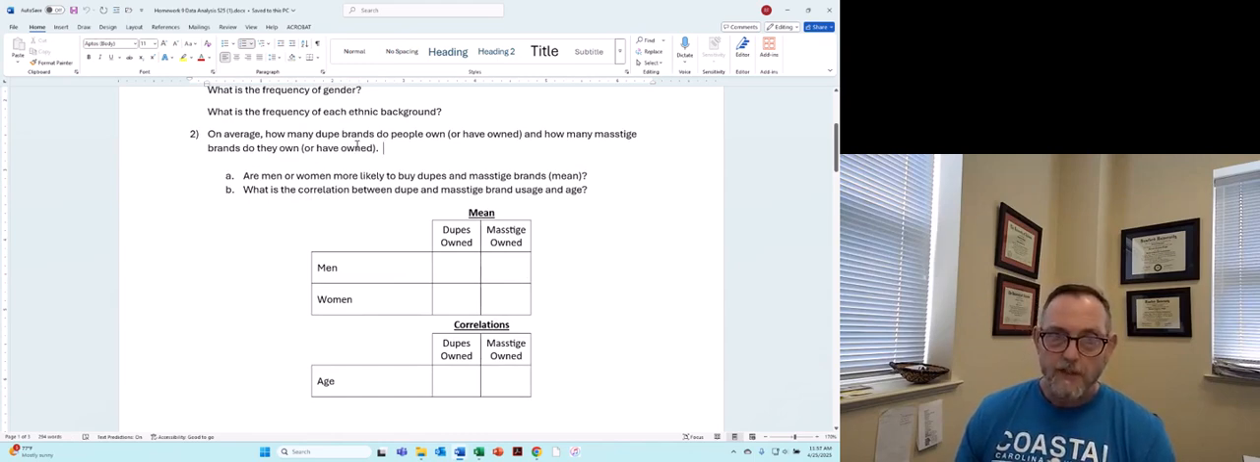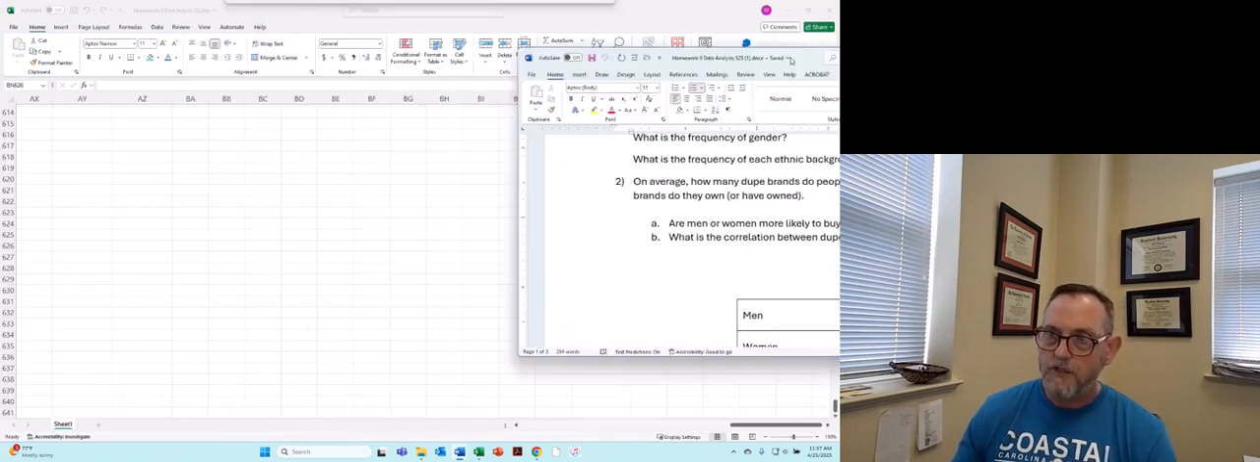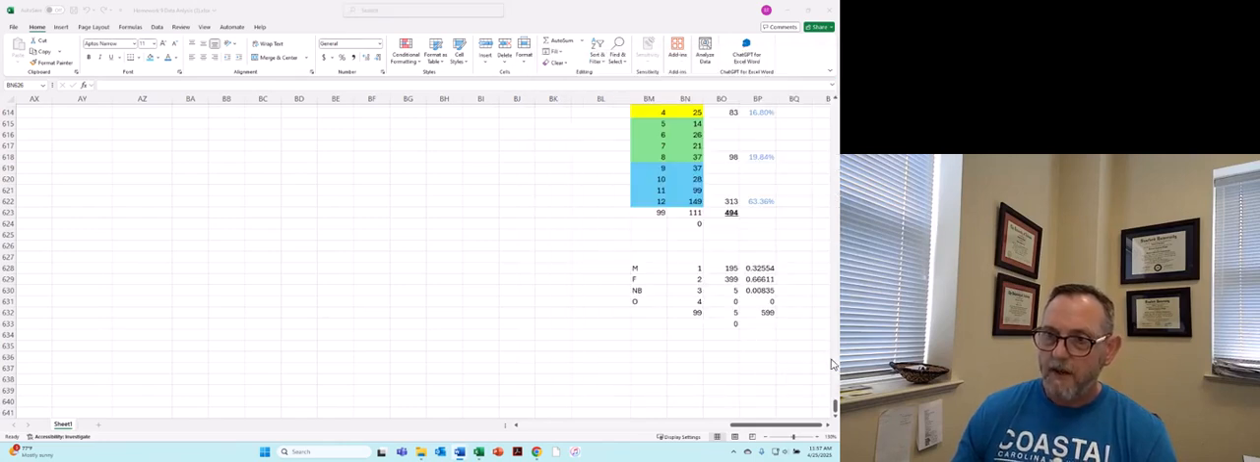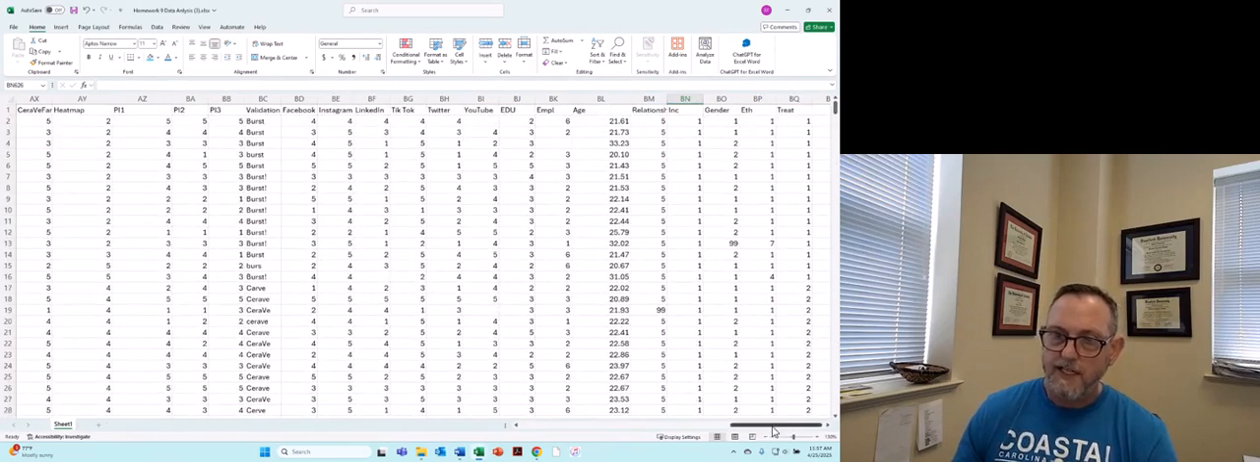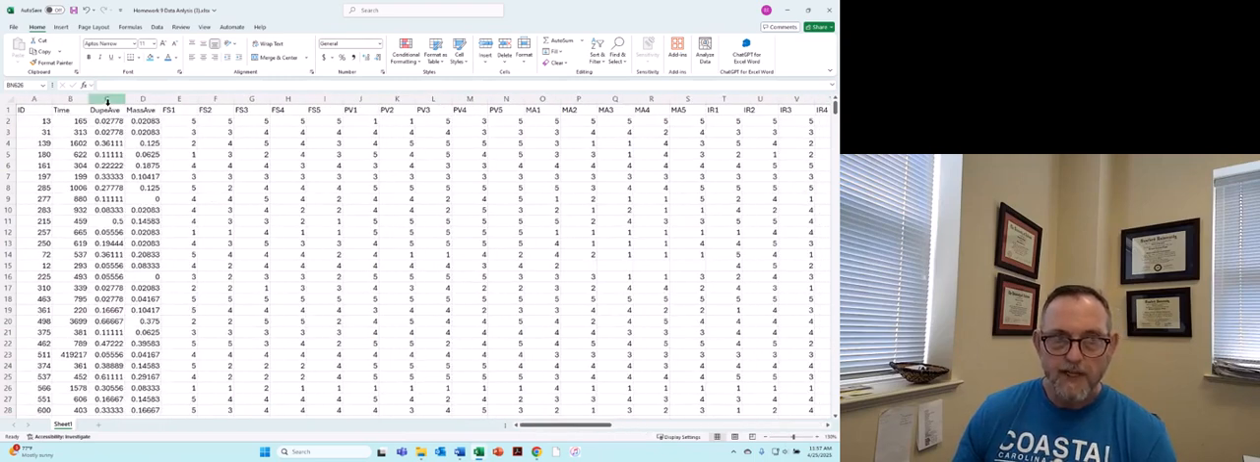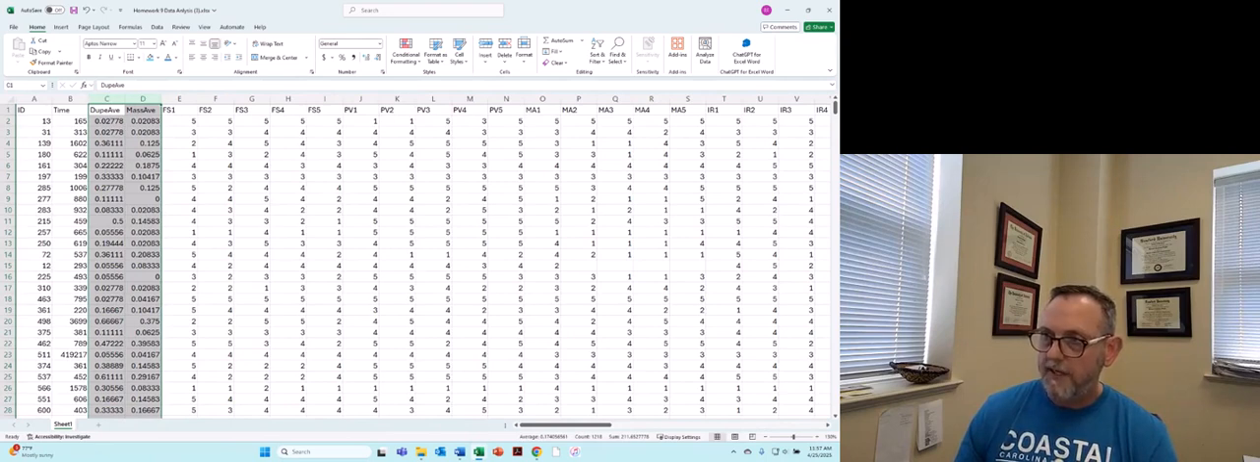On average, how many dupe brands do people own? And how many prestige brands do they own? Well, those were the very first two questions in the survey, the ones that we summarized. So I'm going to go back to the very front of the survey in the data set, and we've got these two columns. On average, how many dupe brands do people own, and how many prestige brands do they own? That's pretty straightforward.